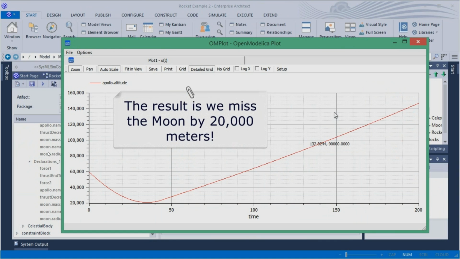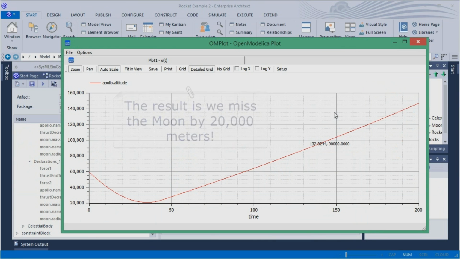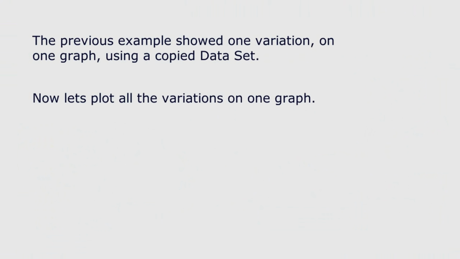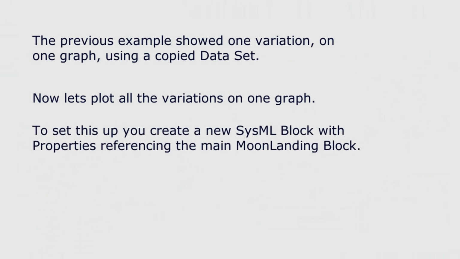While the chart is great, the underlying value is how you might be able to use these features, and the EA example model has lots of examples. The previous example showed one variation on one graph using a copied data set. But it's much better if we can compare and contrast a number of different sets of results all at the same time. So now let's plot all of the variations on one graph, and I'm going to show you how to do this.